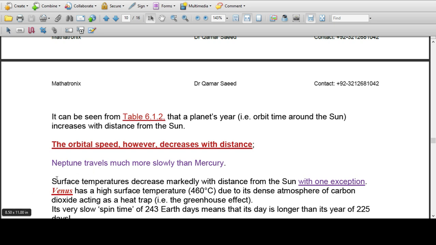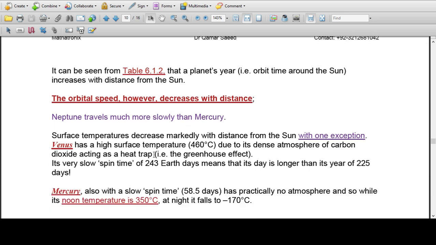And similarly, the surface temperature decreases markedly with the distance from the Sun, with one exception, that is Venus, which has a high surface temperature due to its dense atmosphere of carbon dioxide acting as a heat trap. So only Venus has a high temperature, 460, due to its dense atmosphere of carbon dioxide acting as a heat trap.